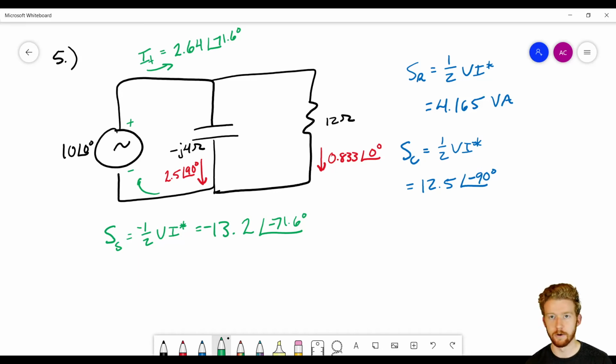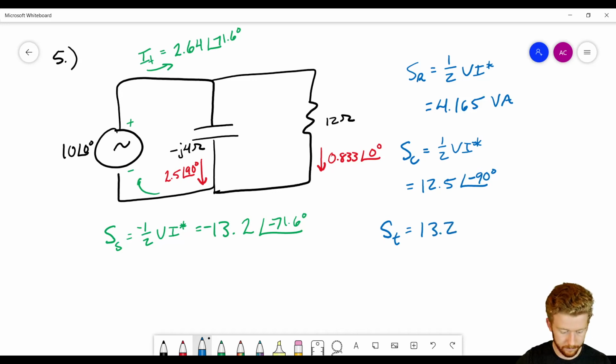So let's check out the total apparent power that's being consumed. So that's going to be 12.5 with an angle of minus 90 degrees plus 4.165 with an angle of 0 degrees. And if we plug that in, we'll get that we are consuming 13.2. So let me move it over here. S total. We are consuming 13.2 with an angle of negative 71.6 degrees. Okay. And we're supplying negative 13.2. So we're supplying as much as we're dissipating. That means we did a good job on this one.